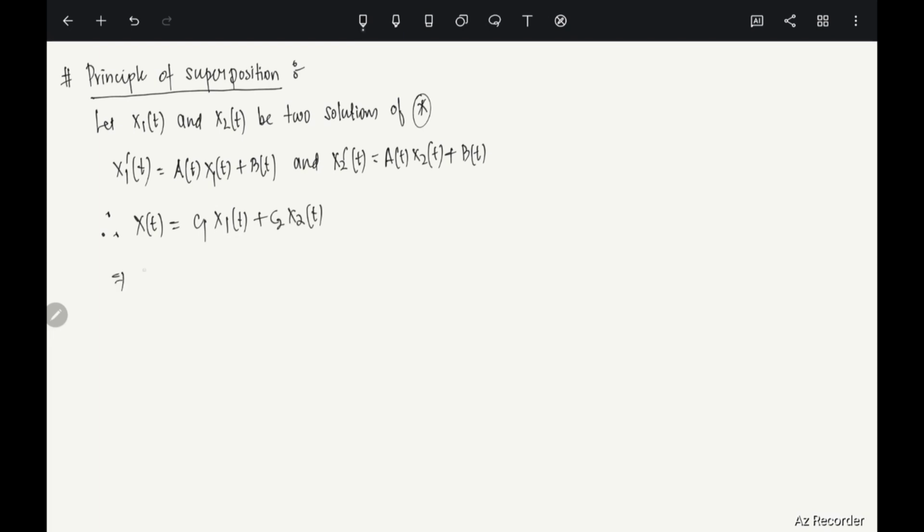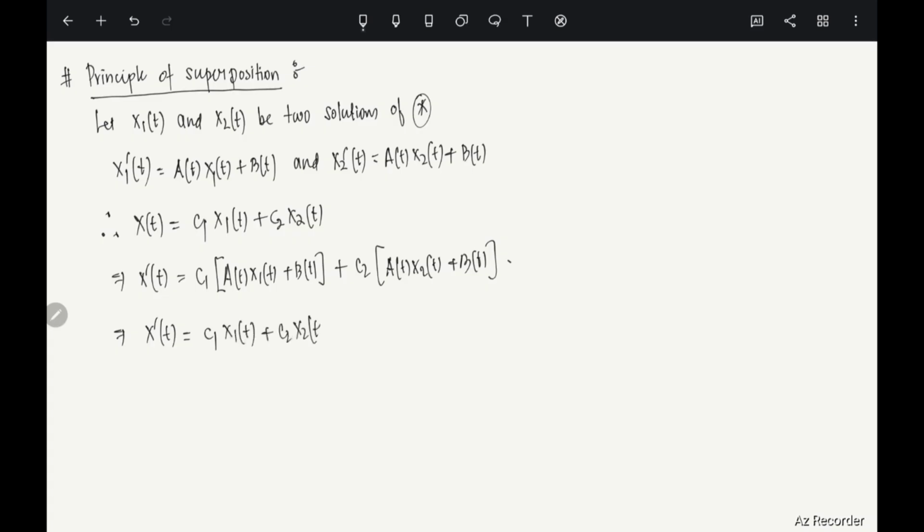Now you see that x'(t) is nothing but c1 x1'(t), which is nothing but a(t) x1(t) plus b(t), right? And plus c2 x2'(t), which is a(t) x2(t) plus b(t). Now you see, this is an observation here, that it implies that x' is equal to (c1 x1(t) plus c2 x2(t)) times a(t), plus (c1 plus c2) times b(t).